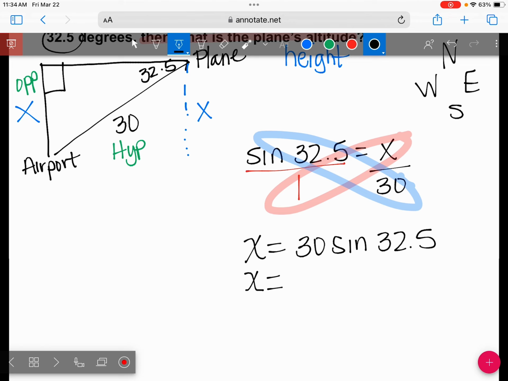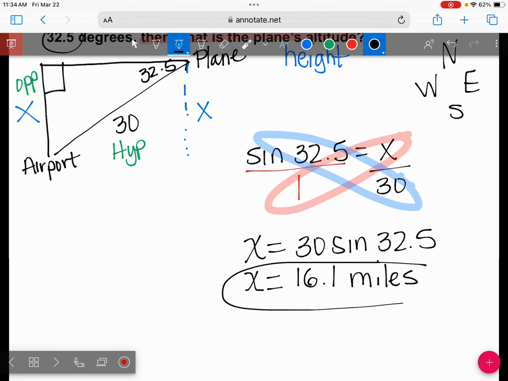See what I got. 30 times the sine. I got 116.1. Nope, sorry. 16.1. I don't know where I saw 100. I saw an extra one. Sorry. I got 16.1. Anyone else get 16.1? Yes. What's the unit? Miles. Don't forget units. If it's a word problem, minus half a point. And this one doesn't need the directions.